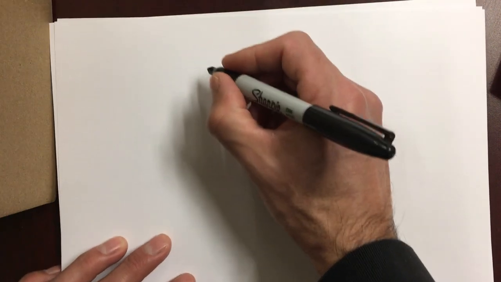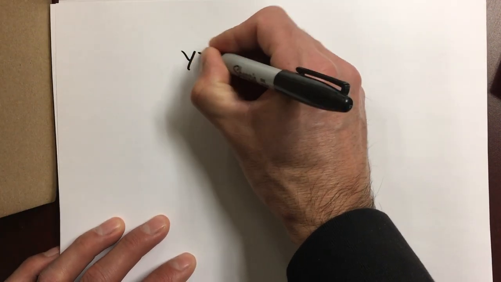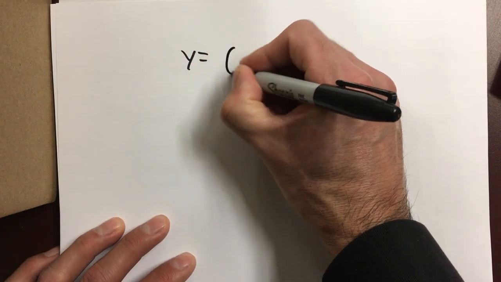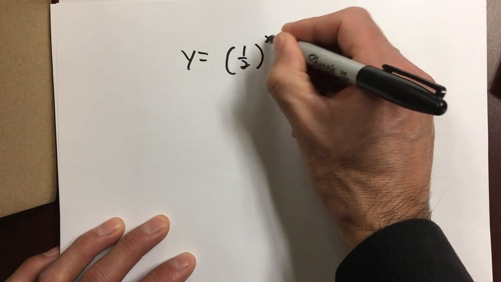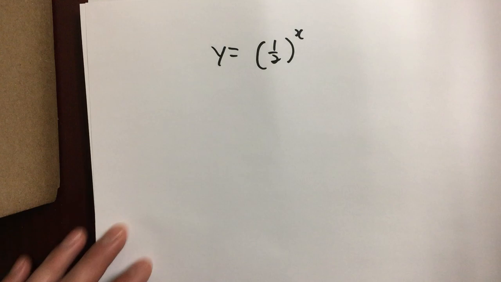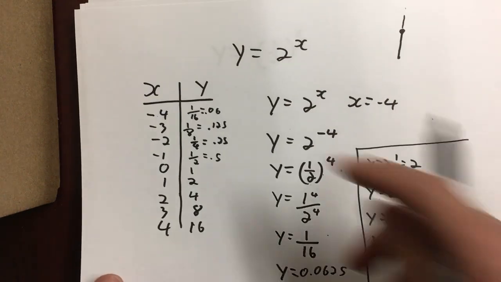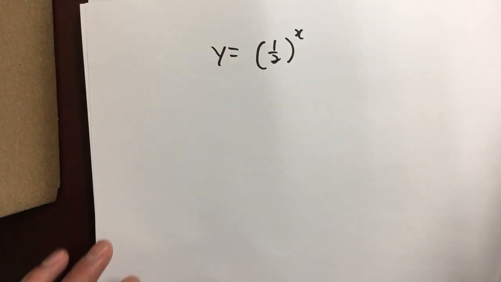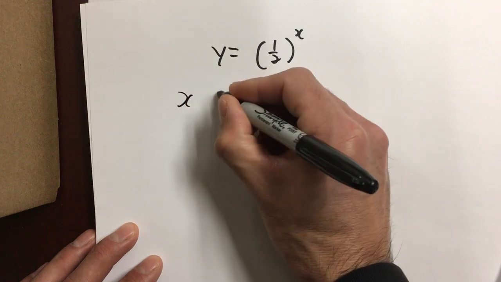Okay, I'm approaching the 10-minute mark. I'll try and quickly get through the next couple here. So y is equal to 1/2 to the x. And this is actually going to look identical to this one, except we're reversing the list. I'll show you.